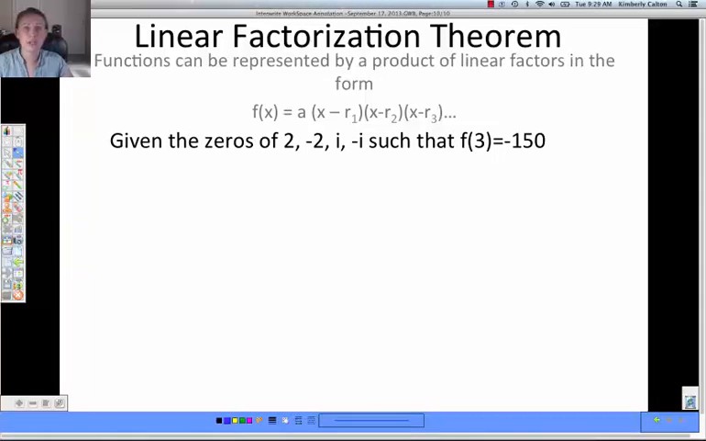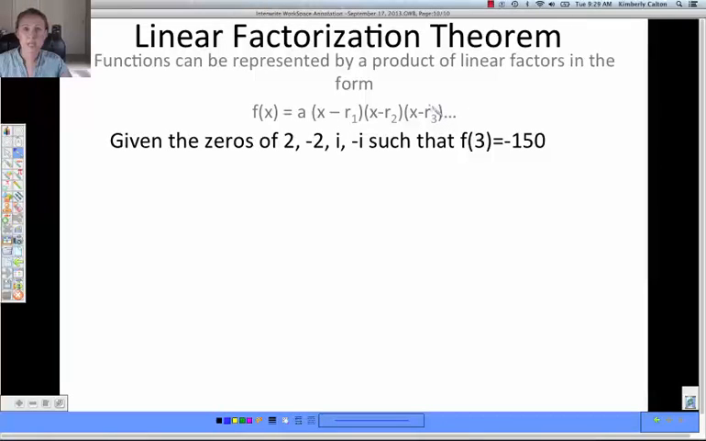This is a video on the linear factorization theorem. This states that functions can be represented by a product of linear factors in the form f(x), or y, equals a constant multiplied by the linear terms: x minus one root, times x minus a second root, times x minus a third root, and however many roots are possibly given.